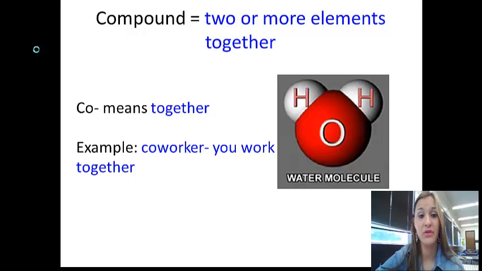together. So, for example, water. Water has the elements hydrogen, 2 of them, and 1 oxygen. Hydrogen is an element, oxygen is an element. When they bond together, they form a compound. An easy way to remember what a compound is: co means together. Think about a co-worker that you work with. You work with them together. You and, say, Freddie work together. So hydrogen and oxygen work together to form a water molecule or a water compound.